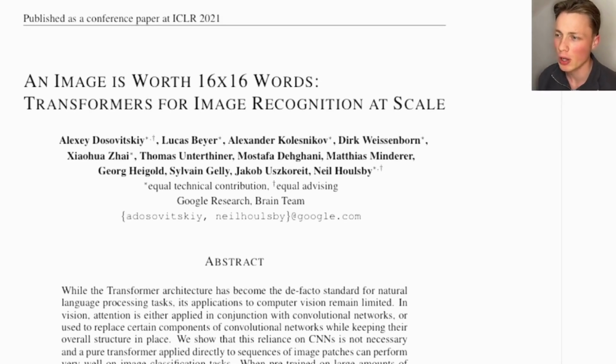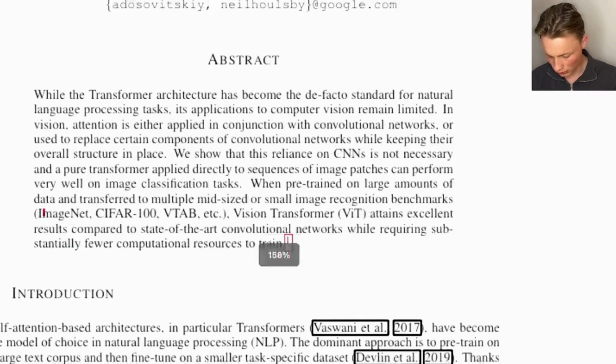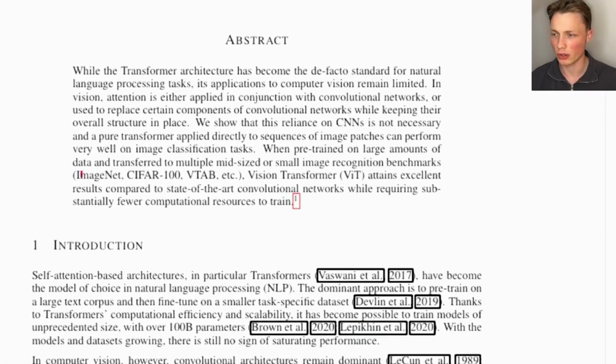Welcome to this video. I will explain the vision transformer architecture by reading the paper "An Image is Worth 16x16 Words: Transformers for Image Recognition at Scale." This paper was first published at the conference ICLR in the year 2021, so we have to keep in mind that's already 4 years ago. So let's just start with the abstract.